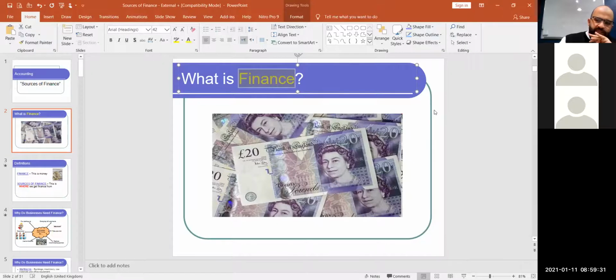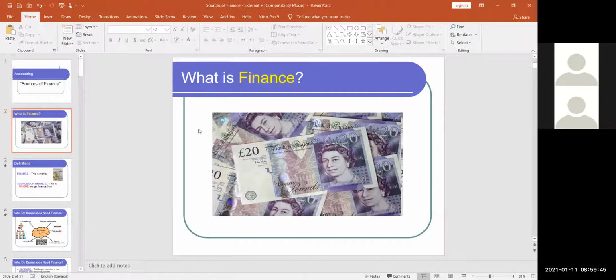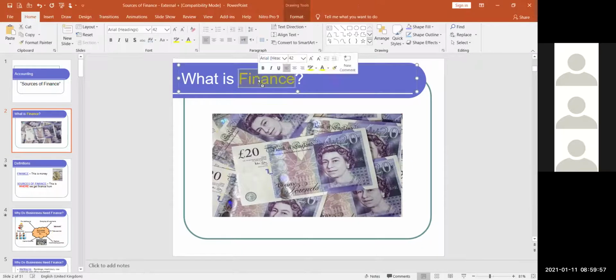Mazen, Omar, Ziad, Ez. Yes, Mr. Are you familiar with the word finance? What do we mean by the word finance? It's written in yellow in this slide. Mr. Money? Yes, definitely. This is the money which is needed to finance or to pay for different operations that the company needs to implement or to carry out, right?